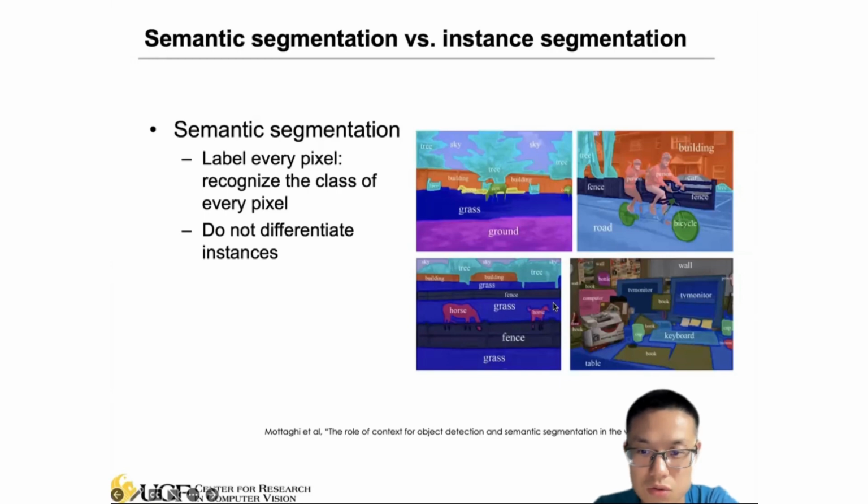But there's also another task called instance segmentation, where you also want to distinguish the instances. So if there are two people or even more, we not only want to classify them as the class of person, but we also want to differentiate different people in the image. Okay.